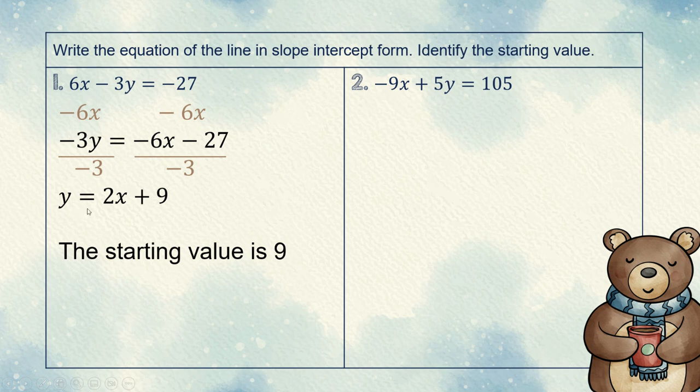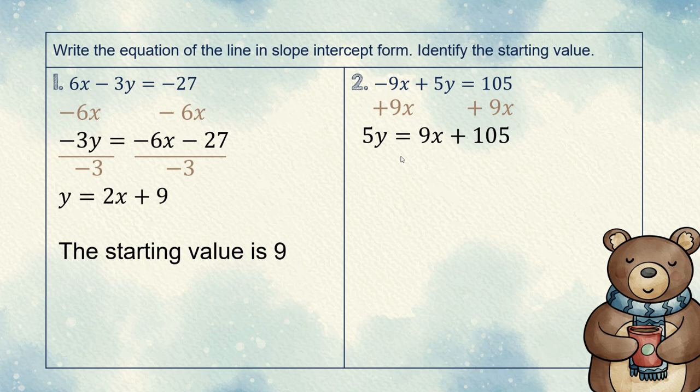Looking at number 2, I have negative 9x plus 5y is equal to 105. First thing I'm going to do is add 9x to the other side. Now remember, when you're moving one term to the other side of the equal sign, you have to do the inverse operation. On the left side, it's telling me to subtract 9x, or a negative 9x. Well, the inverse operation of that would be to add, because we want to move it to the other side. So we're left with 5y is equal to 9x plus 105.